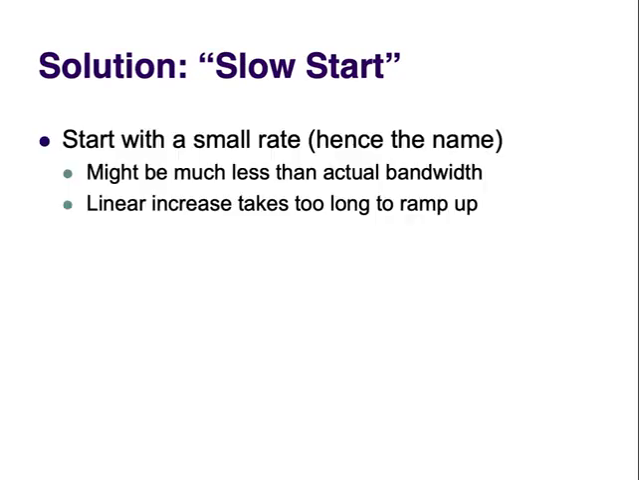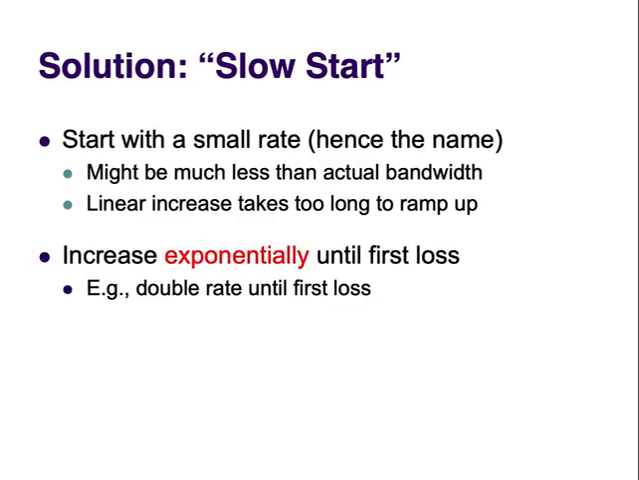Okay. So the solution we work with in TCP is something that's very poorly named. It's called slow start. The reason it's called slow start is because you start with a small rate. I think small start would have been a better name. So you start with a low value, much, much less than the actual bandwidth. But because linear increase takes too long to ramp up, slow start is going to go exponentially fast. What that means is, for example, it's going to double the rate until it experiences loss.